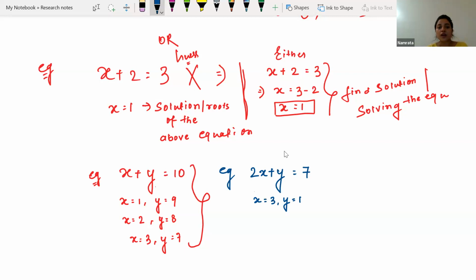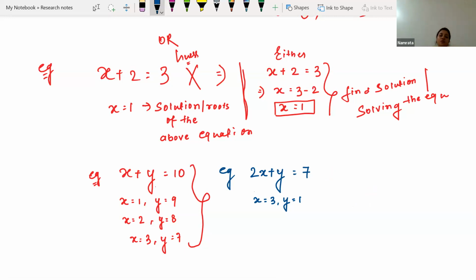Yes, Rumaisha and Aris? No, let's check. 2 into 3 plus 1. Are we getting 7? Are we getting 7? Yes, ma'am. So x equals 3 and y equals 1. Can it be the solution of the given equation, Aris? Yes, ma'am, it can be. Yes, it can be. How did we get it?